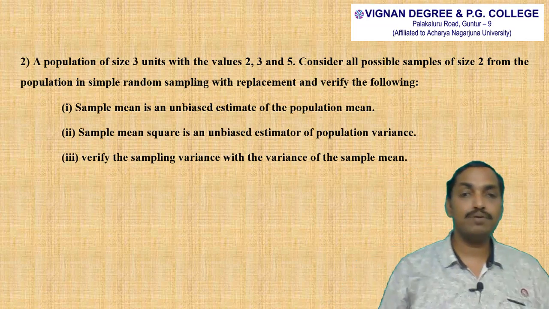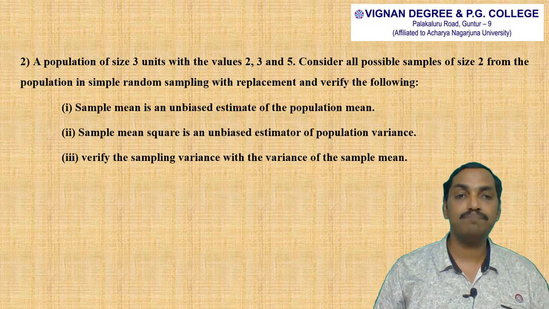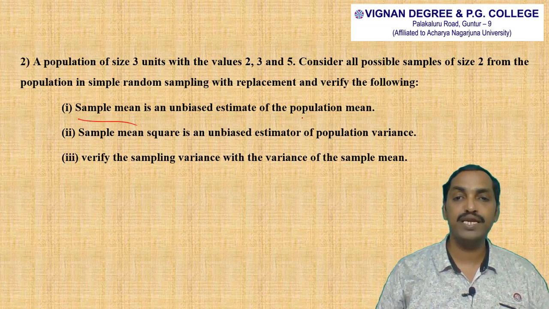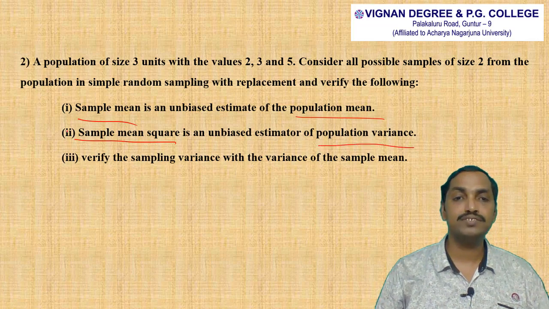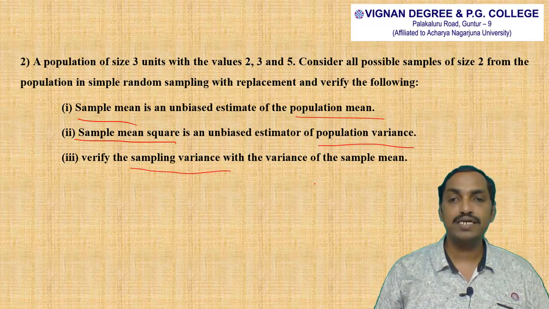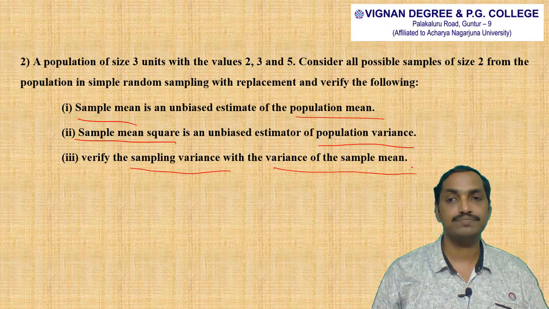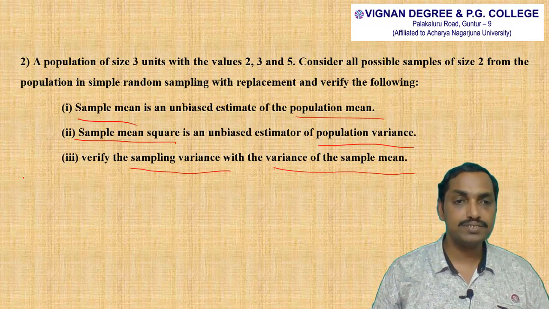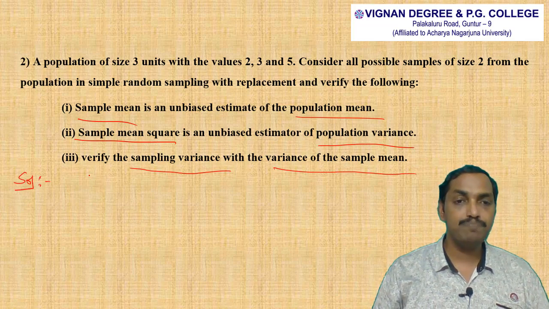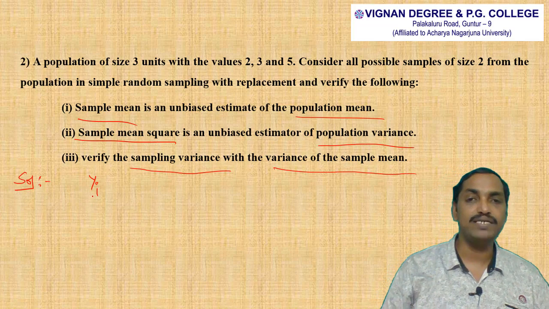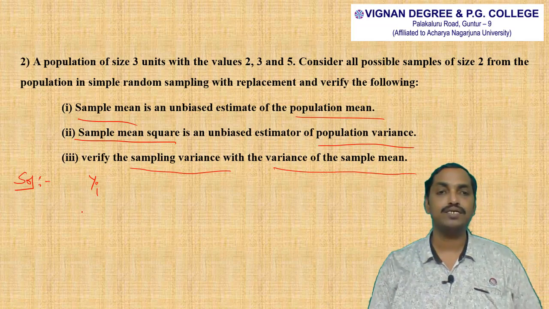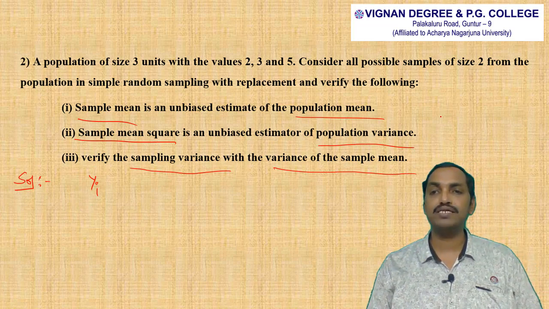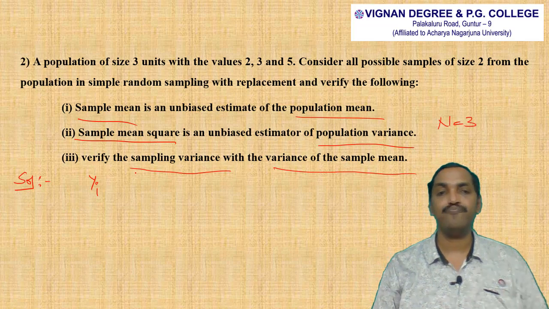So in this particular problem also we need to calculate the sample means, population mean, sample mean square and population variance, sampling variance and variance of the sample mean. So for this, let us try to solve this. Here my population elements are only 3 elements, 3 units are there in the population. So my capital N is equal to 3 here.